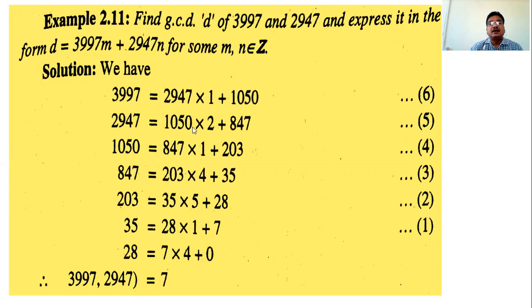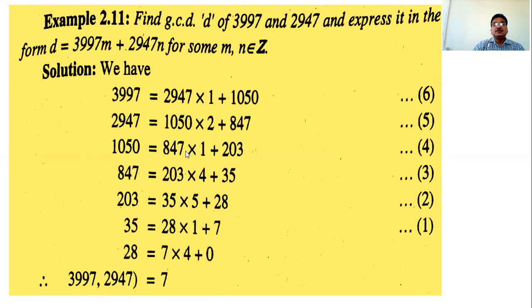Next equation. If we divide 2947 by 1050 using a calculator, we have 2 point something, so 2 is the quotient. And then 2947 minus 1050 times 2 gives the remainder 847. Then 1050, the divisor, divided by the remainder 847, gives quotient 1 and remainder 203, by subtracting 1050 minus 847 times 1, which gives 203.